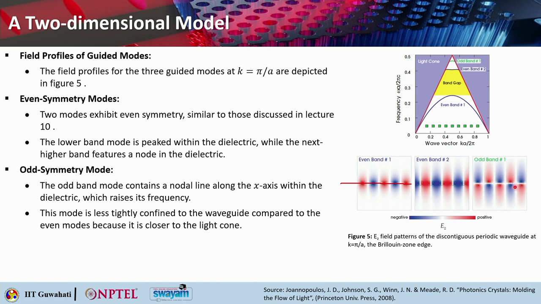And for the odd symmetry, you can also see that the odd band contains a nodal line along the x-axis within the dielectric. Because of this, it has higher energy as compared to even band number 2. This mode is less tightly confined to the waveguide as compared to the even modes, the reason being that it is also closer to the light cone. You can also see that the mode extends more into air and less into the dielectric. So what I want to emphasize here is that the electric field distribution, or the field profiles of the modes, give you an understanding of why their energies are low and how the field is localized inside this particular dielectric strip waveguide.